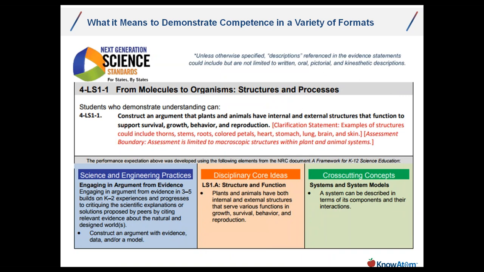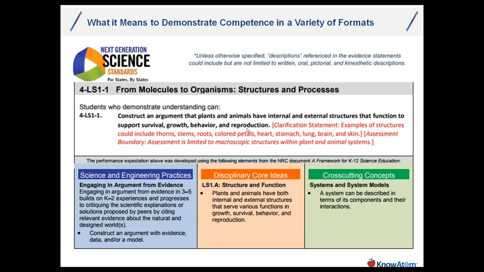What you need to think of it as is different ways that students can perform the expectations of the standard. So an example here is a fourth grade life science standard where students are expected to be able to demonstrate that they have mastered how to construct an argument that plants and animals have internal and external structures that function to support survival, growth, behavior, and reproduction.